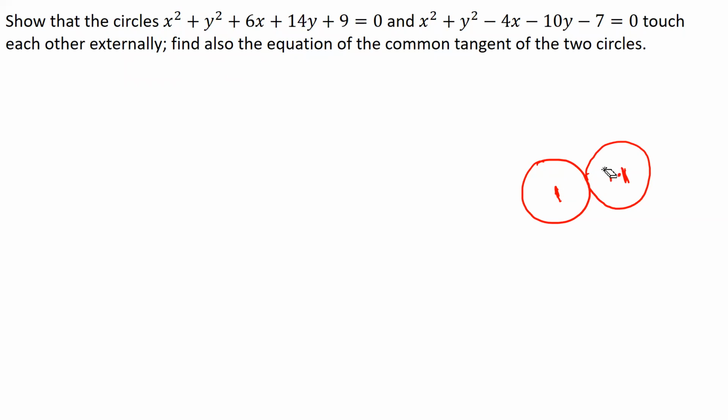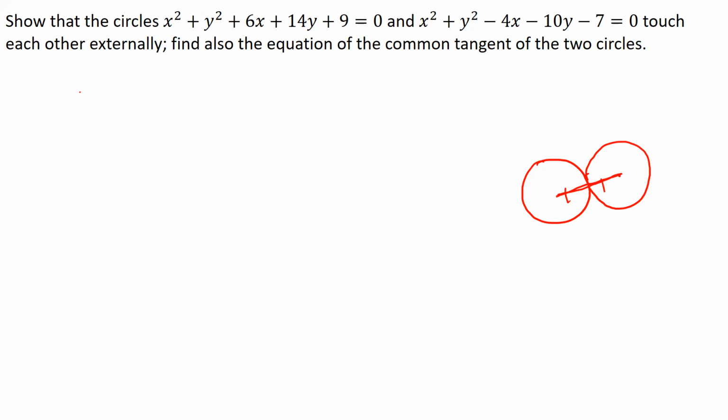Okay, so let me tell you once more. If two circles touch each other externally, then the distance between their centers is the sum of their radii. So let's quickly find out the centers and the radii of the two circles. Let's consider this circle first.